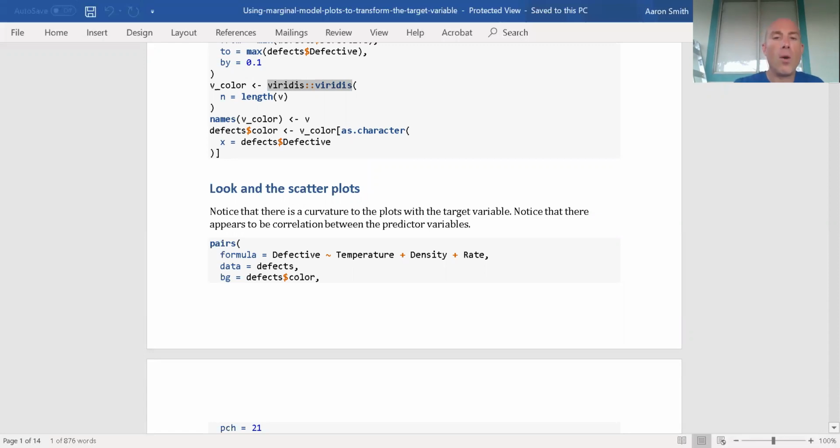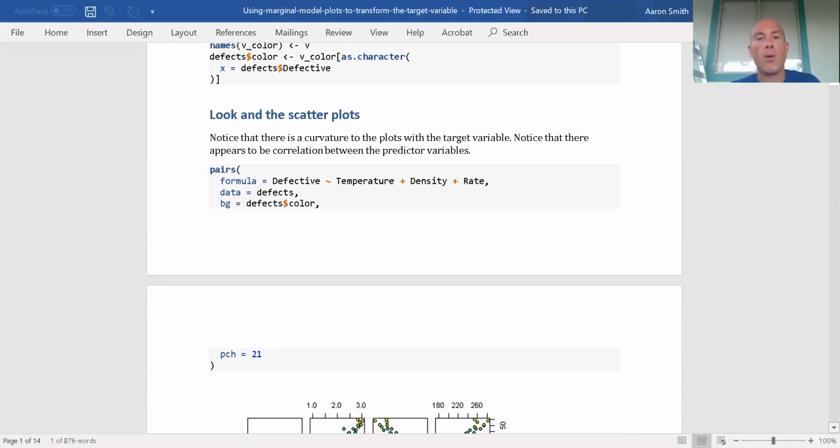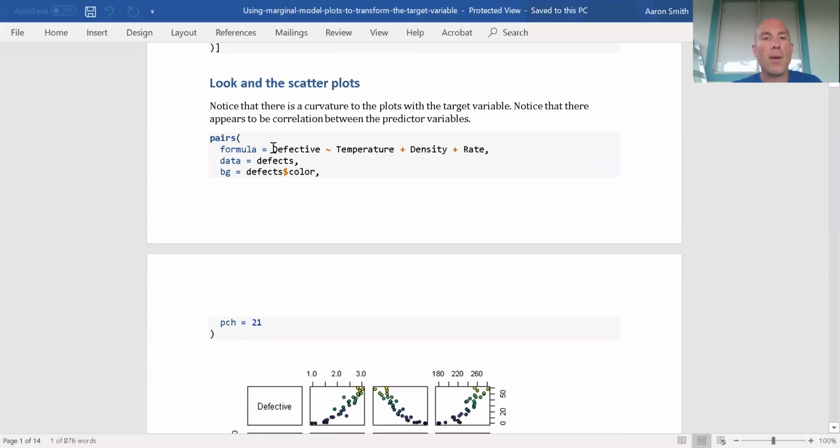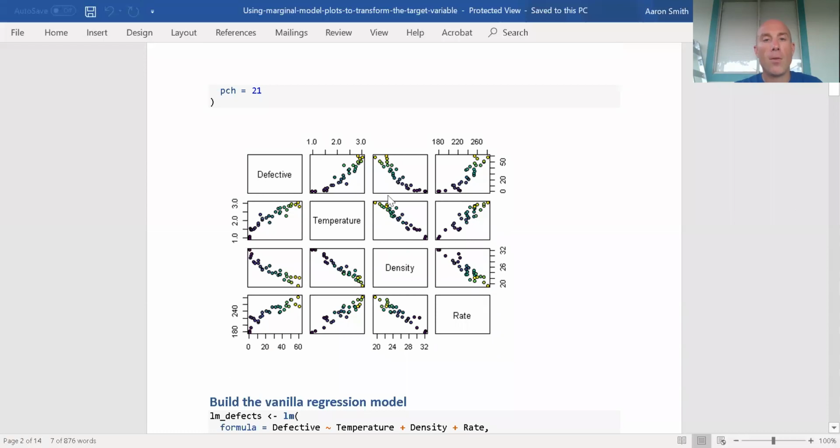We're going to do a scatter plot matrix. We're going to use the pairs command and plot the 3 predictor variables and the target variable. Here I can see that defective and temperature look like they have a relationship, defective and density look like they have a relationship, and defective and rate look like they have a relationship. I want you to notice that to my eyes this looks a little bit curved, just maybe, and this one maybe more so, and this one a little bit of a curve, maybe, maybe not. I'm not really convinced yet, but it's something in the back of my mind.